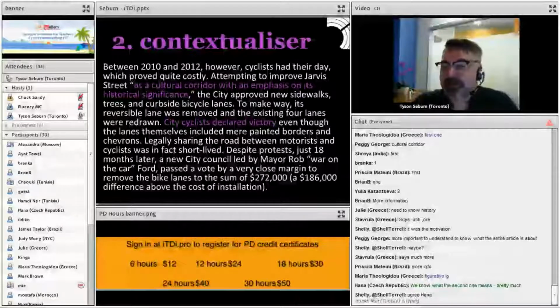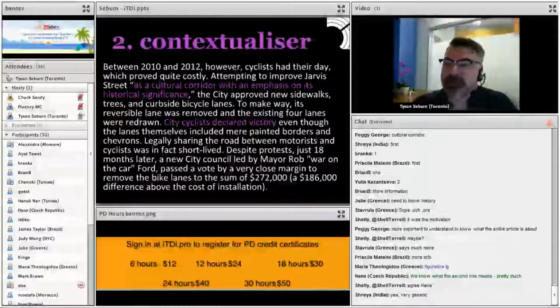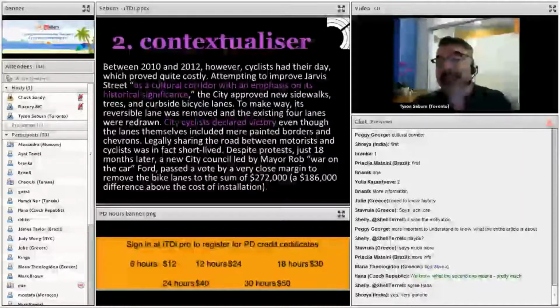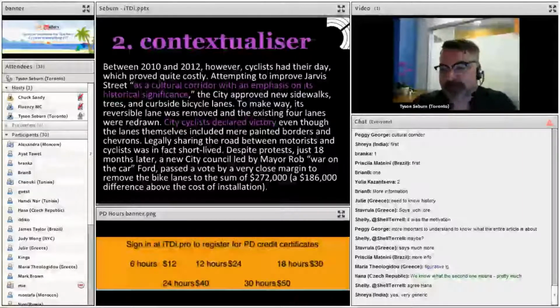Whereas the second one, if you read it, the city cyclists declared victory, that pretty much is self-explanatory, right? There's not much that you can glean from that from more research, right? So it wouldn't really help the students to understand what city cyclists declared victory means by doing more research about that, whereas the first one will actually give more of a context for this paragraph.